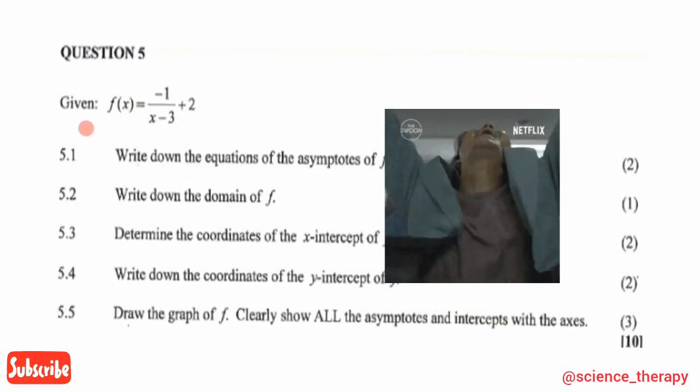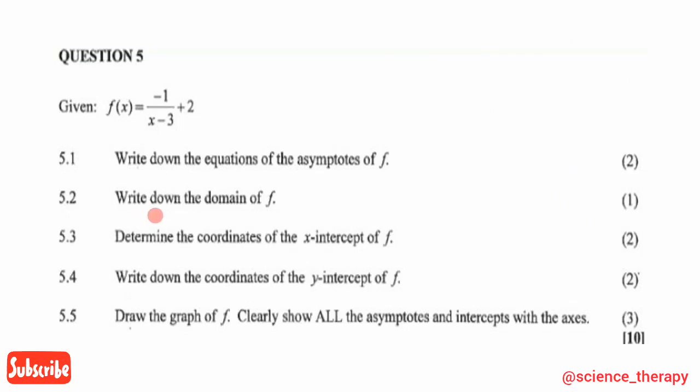Then 5.3 says determine the coordinates of the x-intercept of f. For the x-intercept, we have to make y 0. So we take this equation, and where there's f of x, remember f of x is similar to y, so we put 0 there. Let's go about it. We have f of x is equal to -1 over x minus 3 plus 2. Now at this point we're going to say -1 over x minus 3 plus 2 is equal to 0. So the first thing you want to do is take this 2 and transpose it to the other side. So that's -1 over x minus 3 is equal to -2.